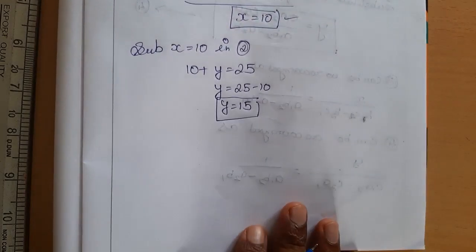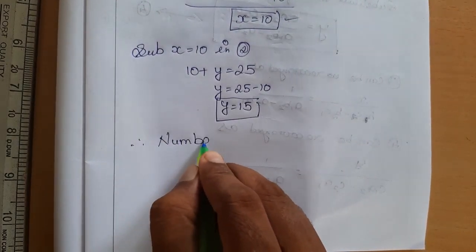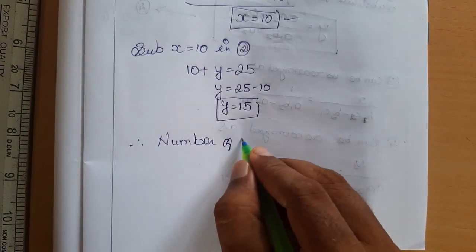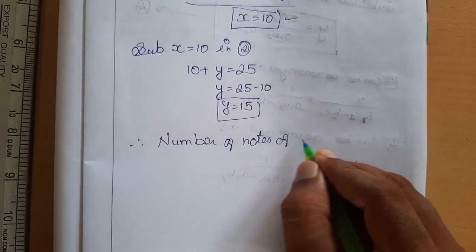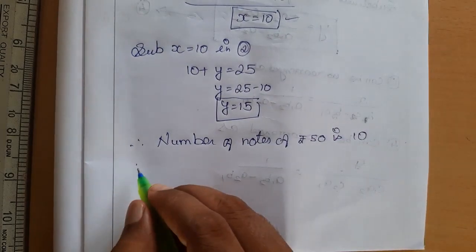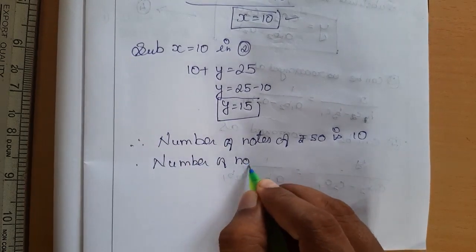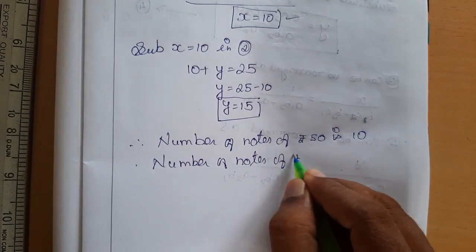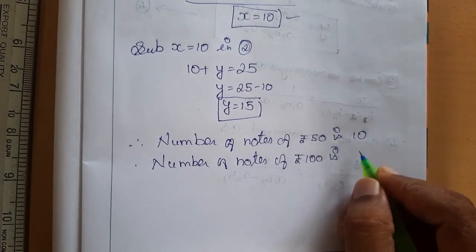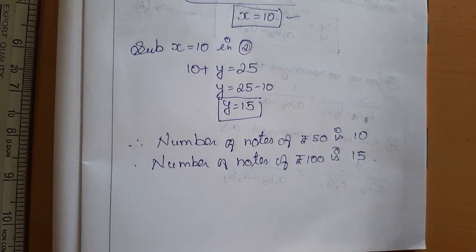Clear? So at last you have to write the word problem answer, right? So therefore, number of notes of rupees 50 is 10, and number of notes of rupees 100 is 15. I hope you understand this method.